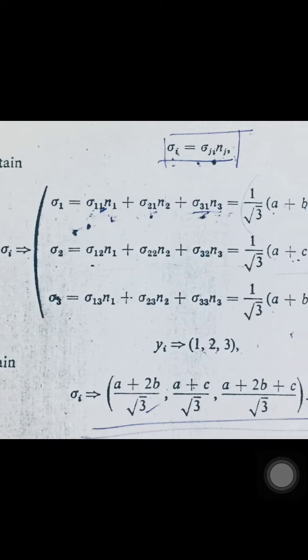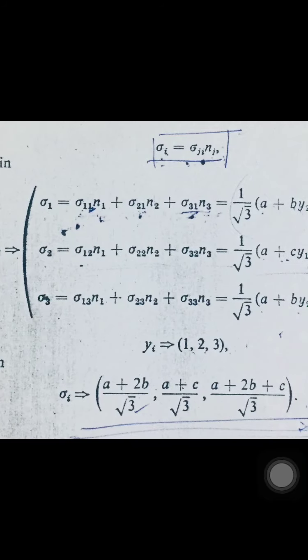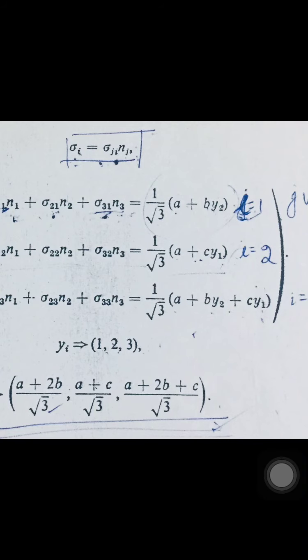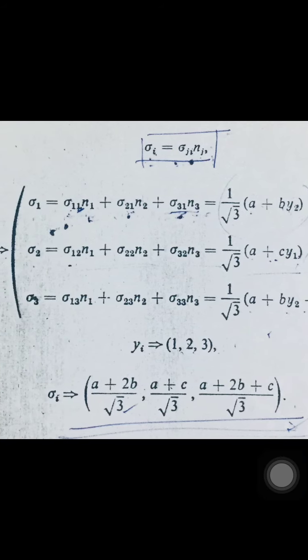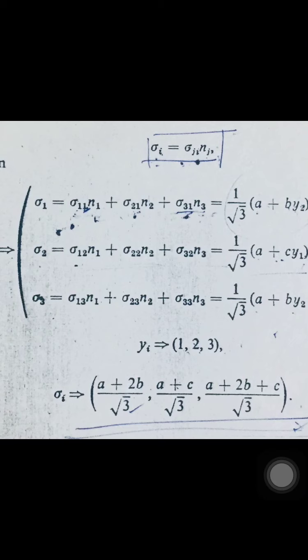Now we require sigma I at y equals 1 2 3. Putting y1, y2, y3 as 1 2 3, we get sigma I as a plus 2b by root 3, a plus c by root 3, and a plus 2b plus c by root 3 as the components of the stress vector. So by giving the stress components, we find the stress vector. Vice versa, if we are given sigma I, we can calculate the components sigma ij.